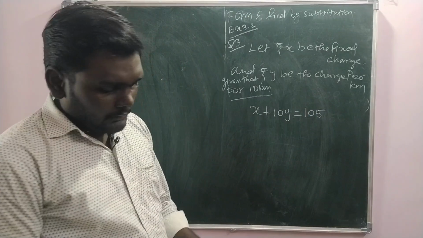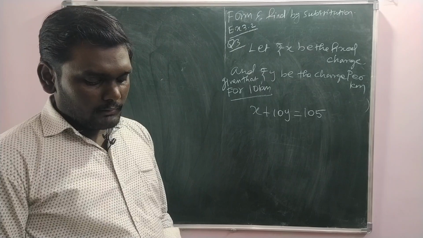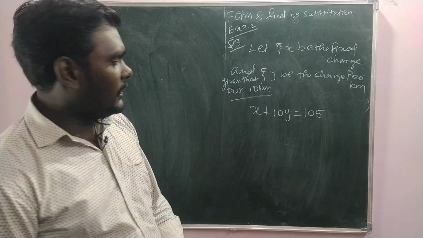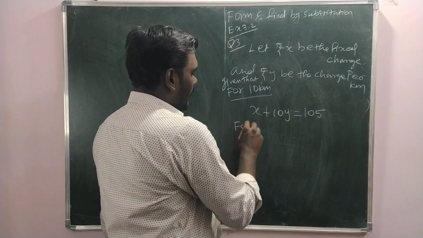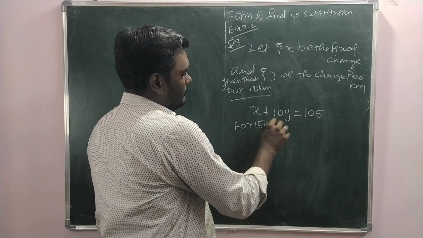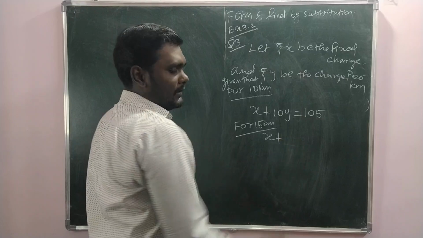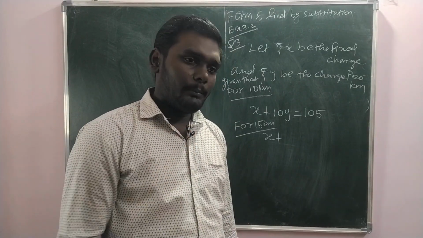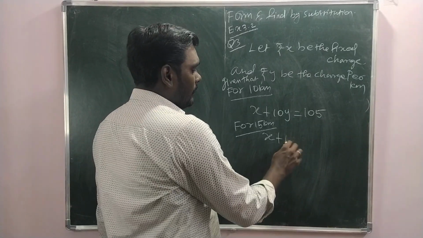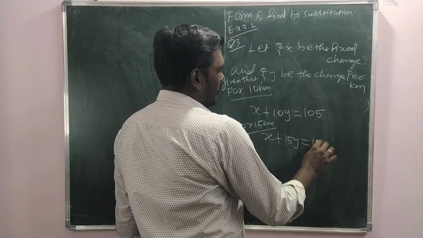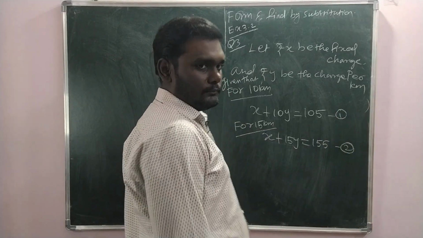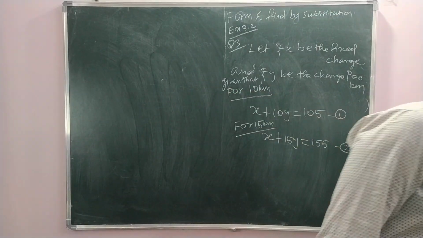And next, for a journey of 15 km, the charge paid is rupees 155. So, the same way for 15 km, X is the fixed charge. After that, we traveled for 15 km. 1 km means Y rupees, then 15 km means 15 times Y rupees we have to pay. Together it is 155. That is equation 2, and the earlier one is equation 1. There are our equations 1 and 2.